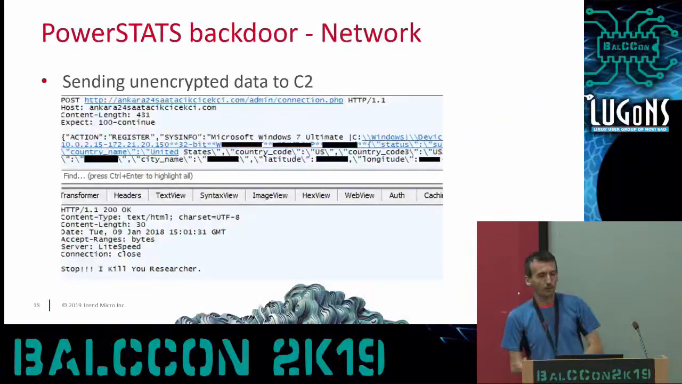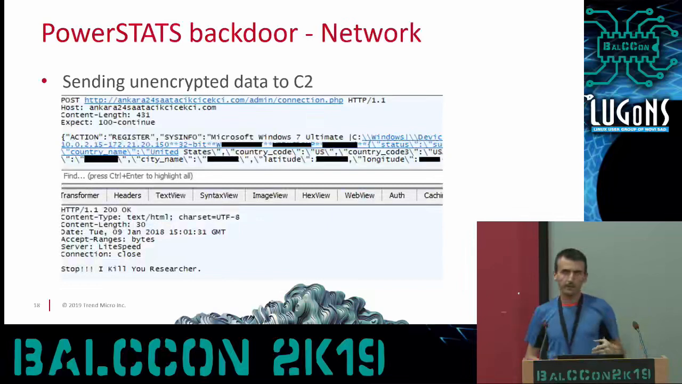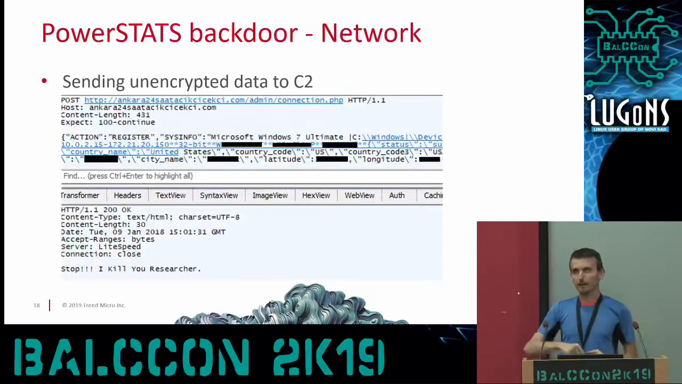This backdoor communicates with the CNC server. It creates JSON objects, encrypts them and sends them to CNC servers. And this is the way communication is done. It's not done directly to CNC servers, but through proxies.